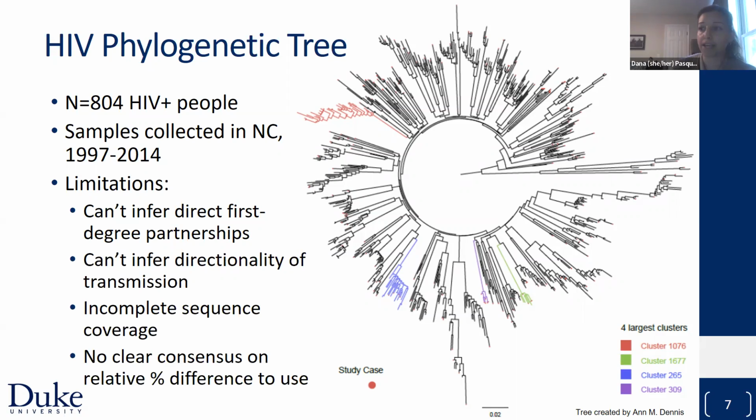data set. And then it's a fairly new field of study. There's really not a consensus on the relative percent difference that you should use to put people in a cluster together. A lot of it depends on your data. I'll talk about study design at the end, your question, and your study design.